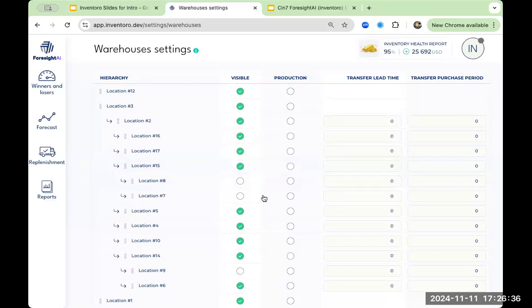And then for anything that's visible or moving around, you'll be able to change that transfer lead time. How long does it take to get from warehouse to warehouse? And also how frequently you're transferring, once a week, once every 2 weeks, etc.